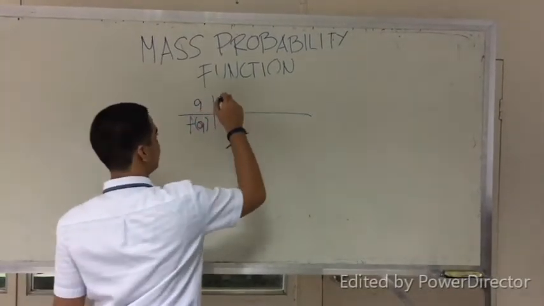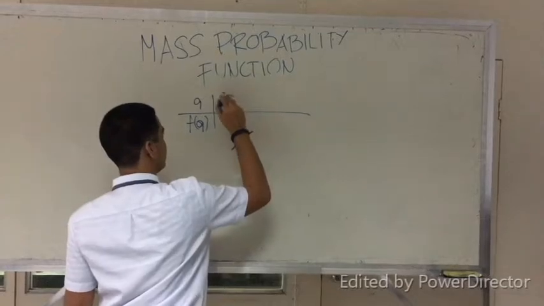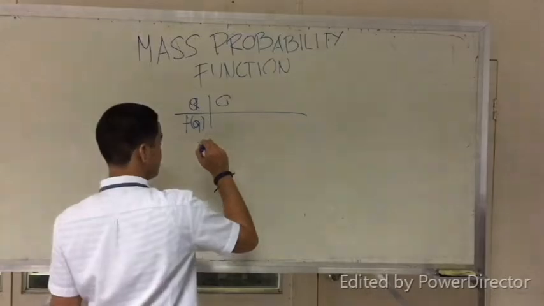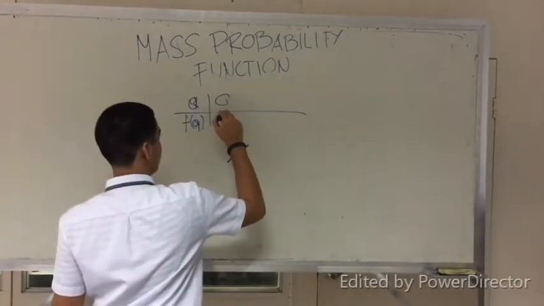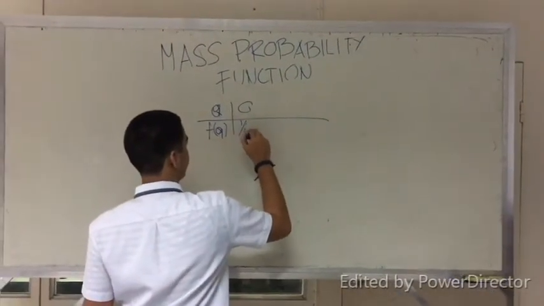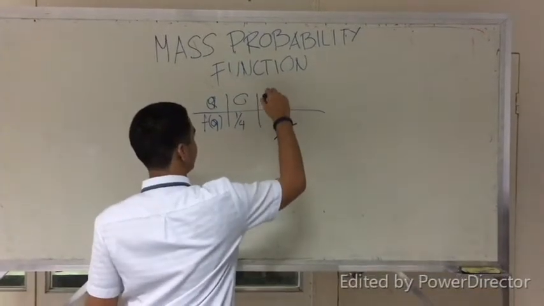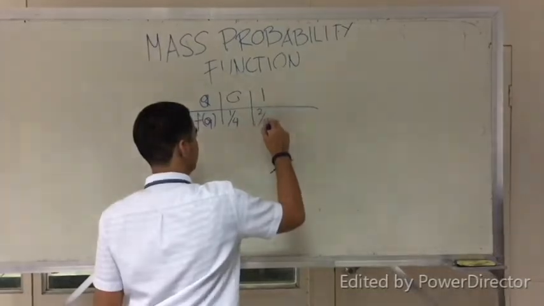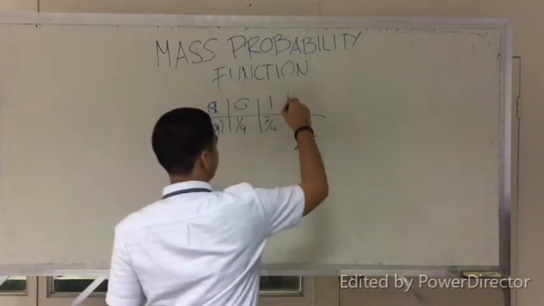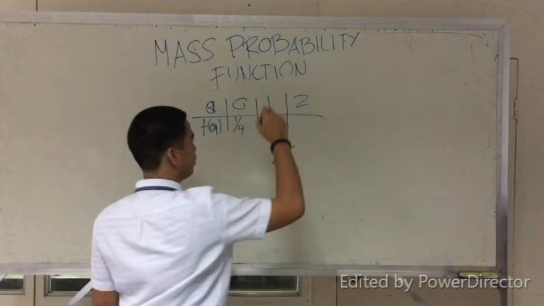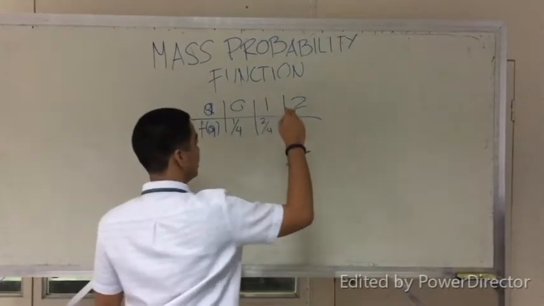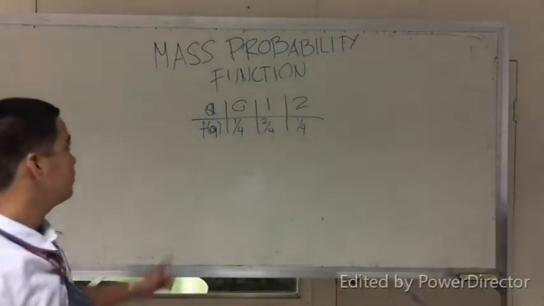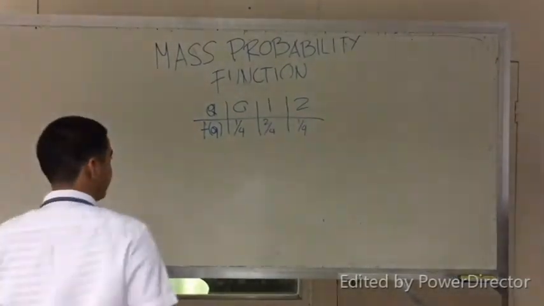If we have 0Q, our probability is 1/4. If you have 1Q, our probability is 2/4. And if we have 2Q, our probability is 1/4. Now let's go to the basic definitions of mass probability function.